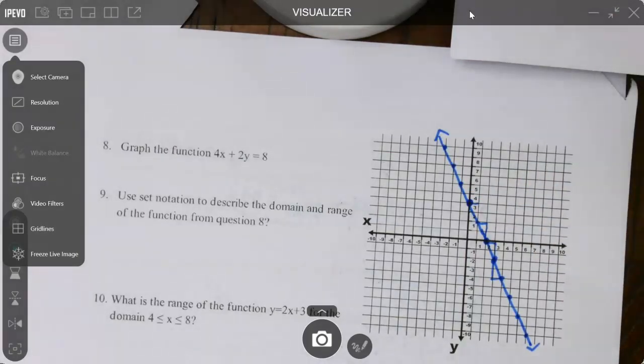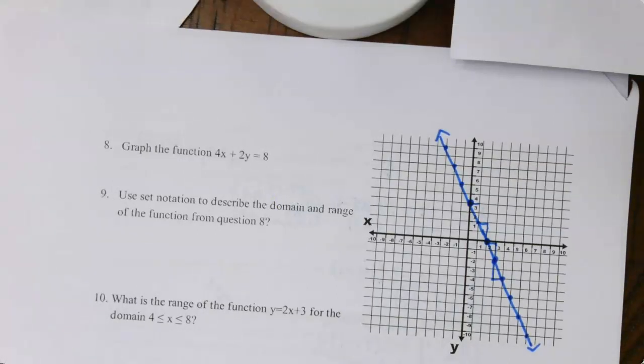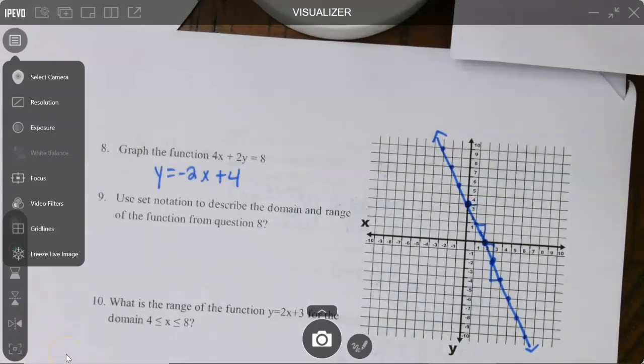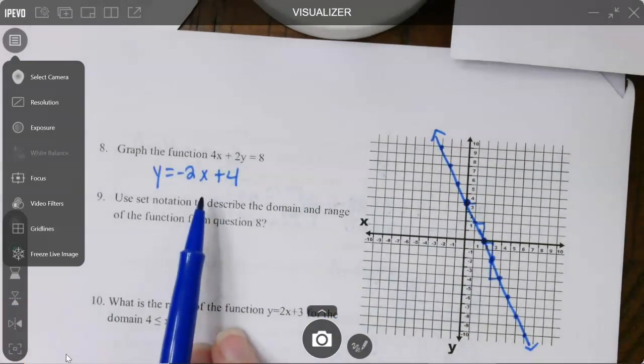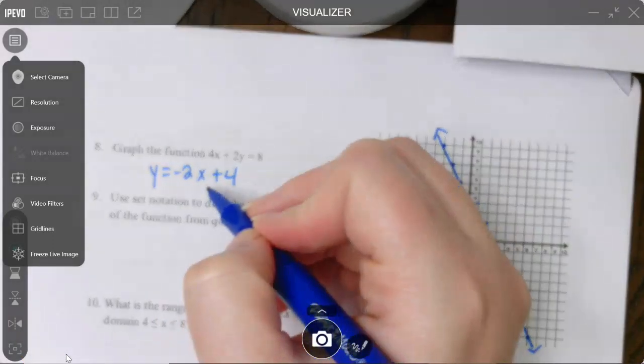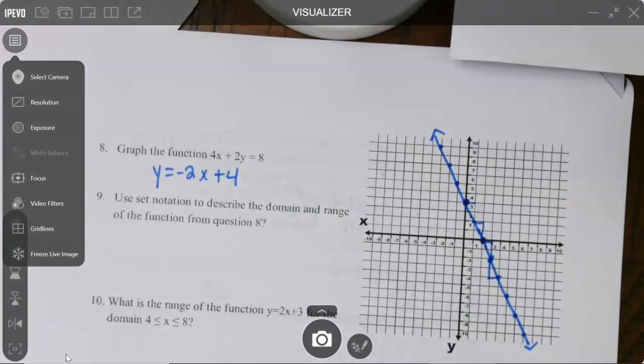Now, if you were to put this in slope-intercept form, it's negative 2x plus 4. Your slope is negative 2 over 1, and your y-intercept is 4.